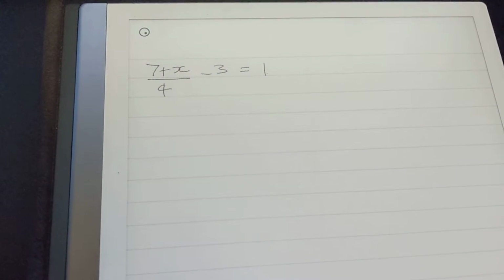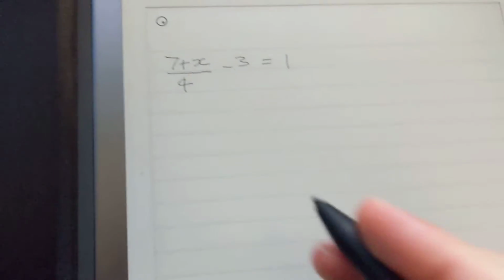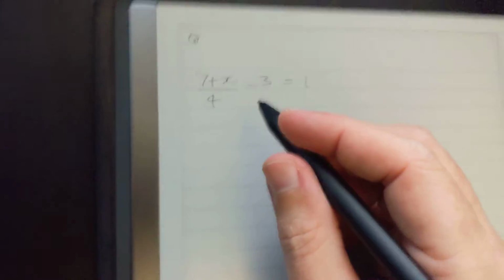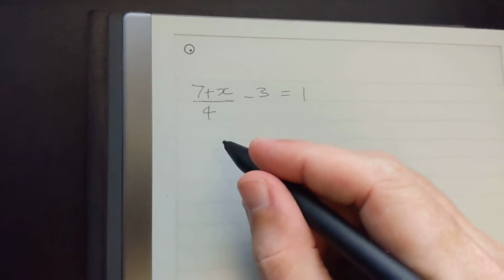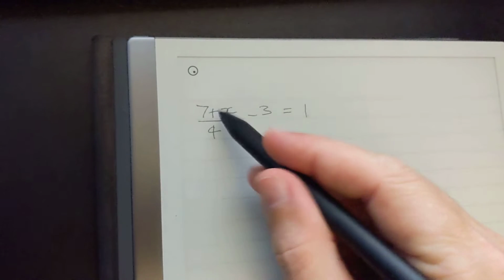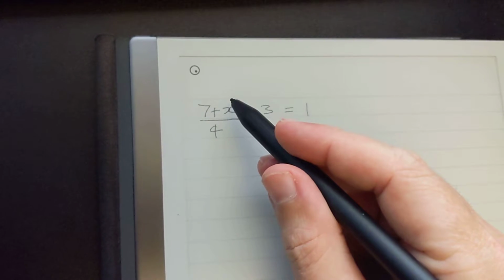Okay, I'm going to quickly go through a problem like this. 7 plus x divided by 4, minus 3 equals 1. So when balancing these equations, and I apologize for the camera work, we want to get the x by itself. We have to unpack the x.